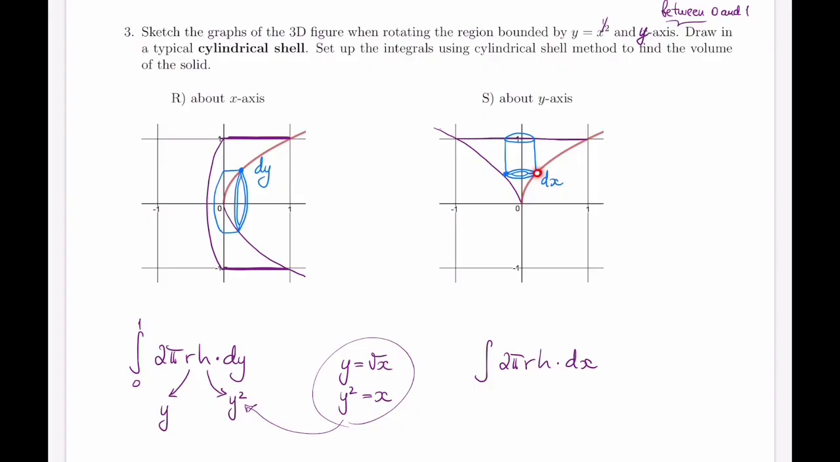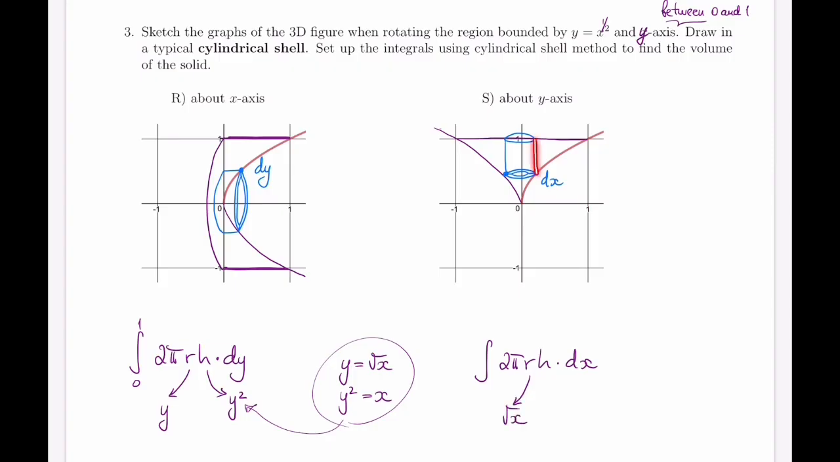So what is the radius of my cylinder? The radius of my cylinder is this length right here, which is fairly easy. This is simply going to be the horizontal distance or the x-coordinate of the point. So that is something I can do right away because my integral is in terms of x. So my radius is going to be square root of x.